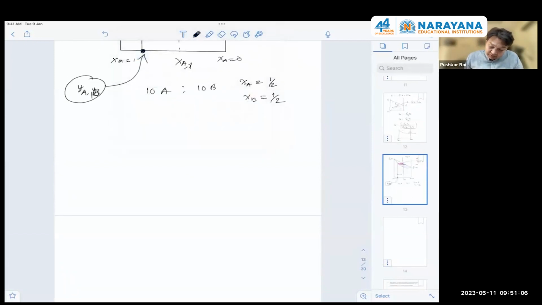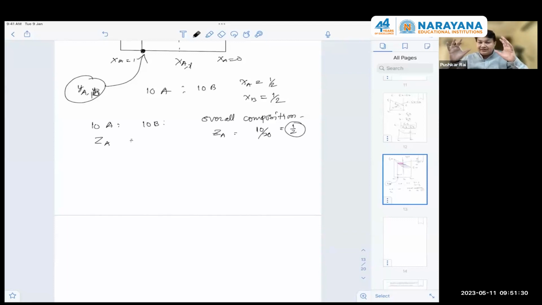Suppose I have taken 10 moles of A and 10 moles of B. I will call it overall composition. Let's call this overall composition ZA. That means this capital ZA is equal to 10 by 20, which is half. So we say that in the container, overall composition ZA will always be half. No doubt about that.